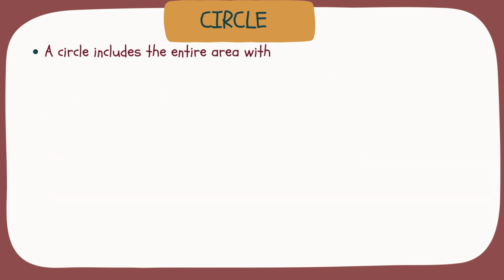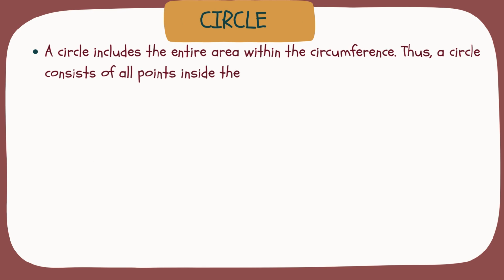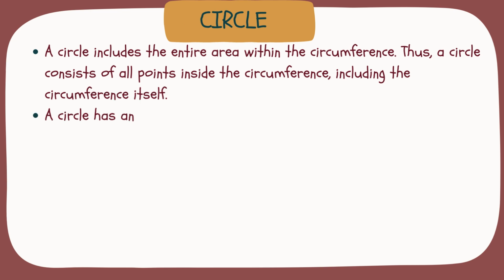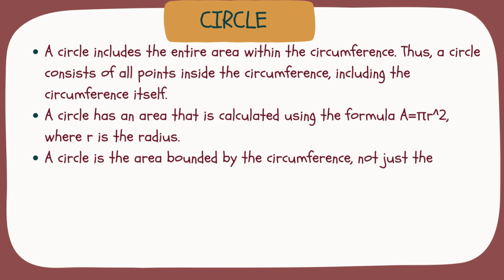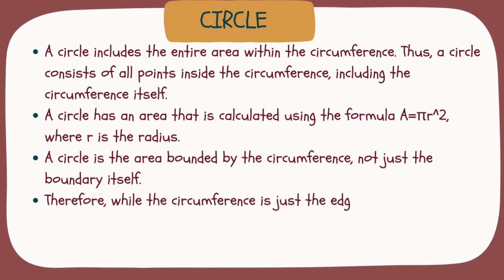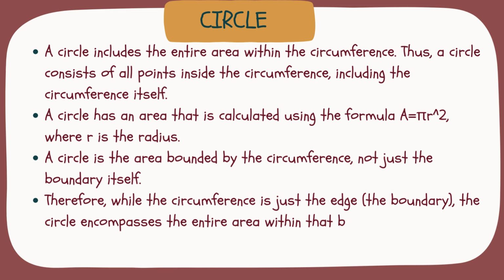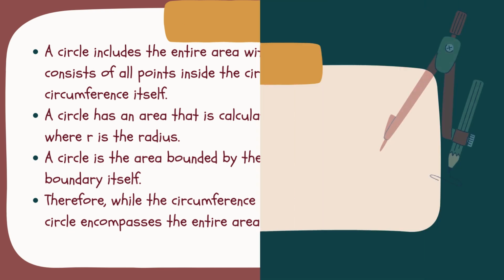A circle includes the entire area within the circumference. Thus, a circle consists of all points inside the circumference, including the circumference itself. A circle has an area that is calculated using the formula A equals pi times r squared, where r is the radius. A circle is the area bounded by the circumference, not just the boundary itself. Therefore, while the circumference is just the edge, the boundary, the circle encompasses the entire area within that boundary.